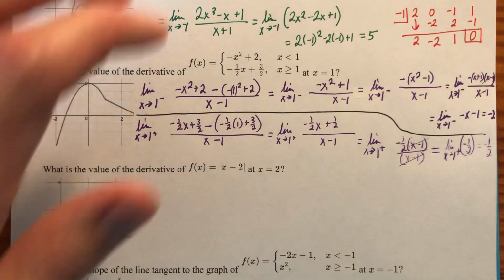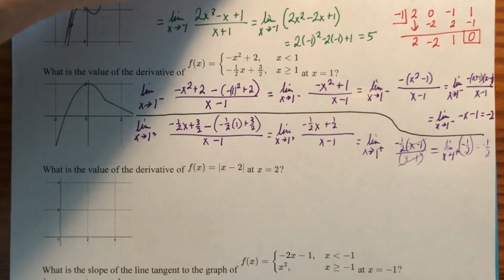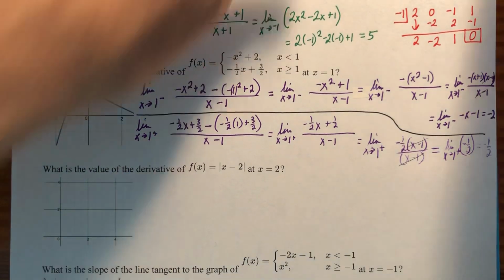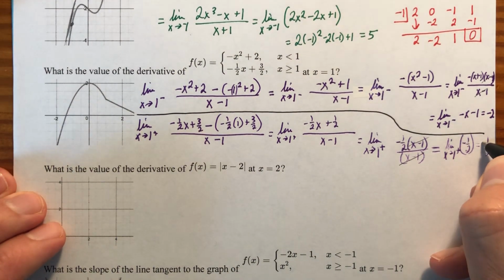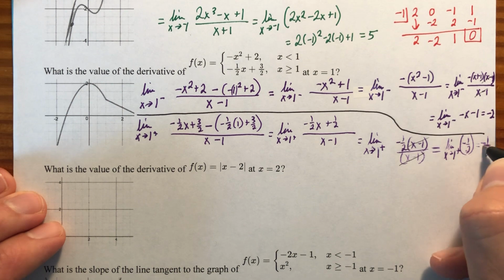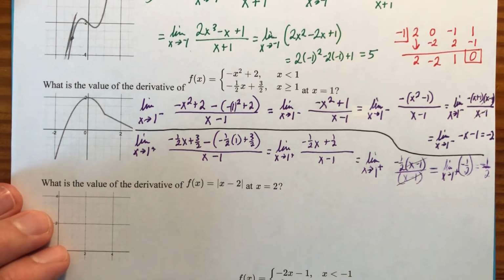Come on, purple pen, come on. Ah, I have another purple pen somewhere. All right, anyway, I get negative 1/2.